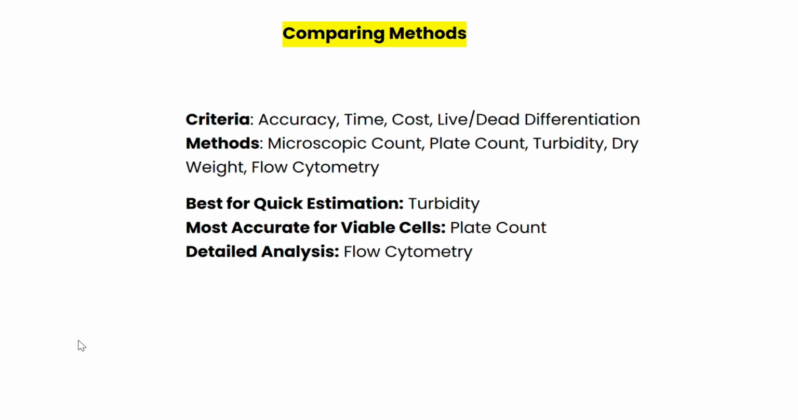Let's compare the methods based on key criteria like accuracy, time, cost, and whether they can differentiate live from dead cells. For quick estimation, turbidity is effective. For accuracy with viable cells, the plate count is ideal. For detailed analysis, flow cytometry stands out. The choice depends on the context of the experiment and available resources.